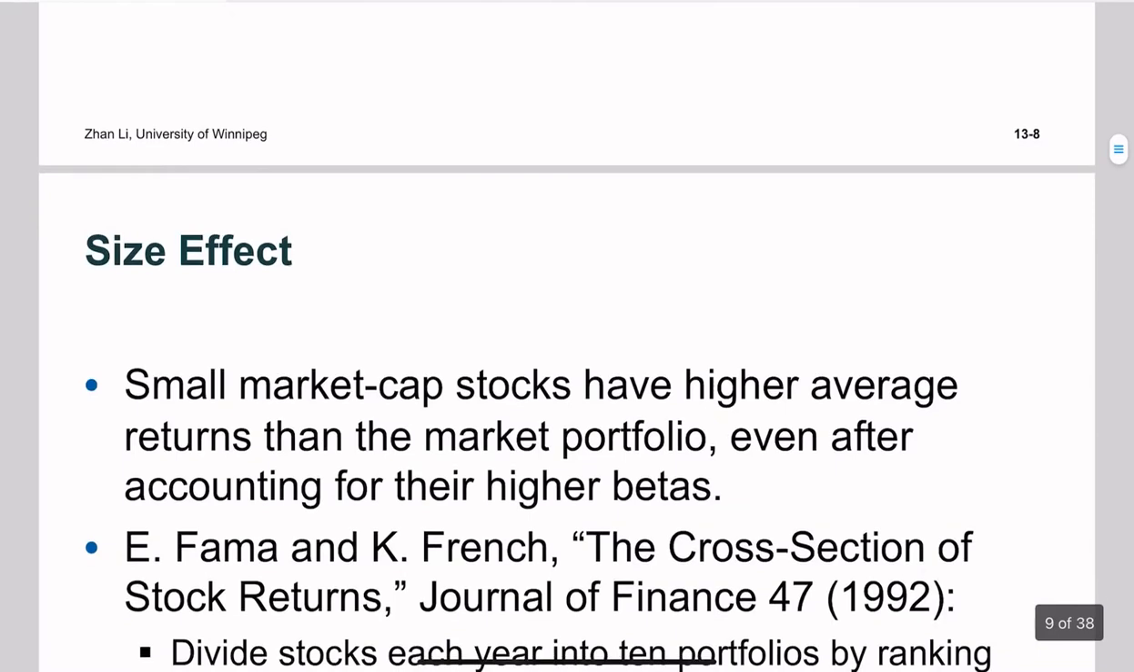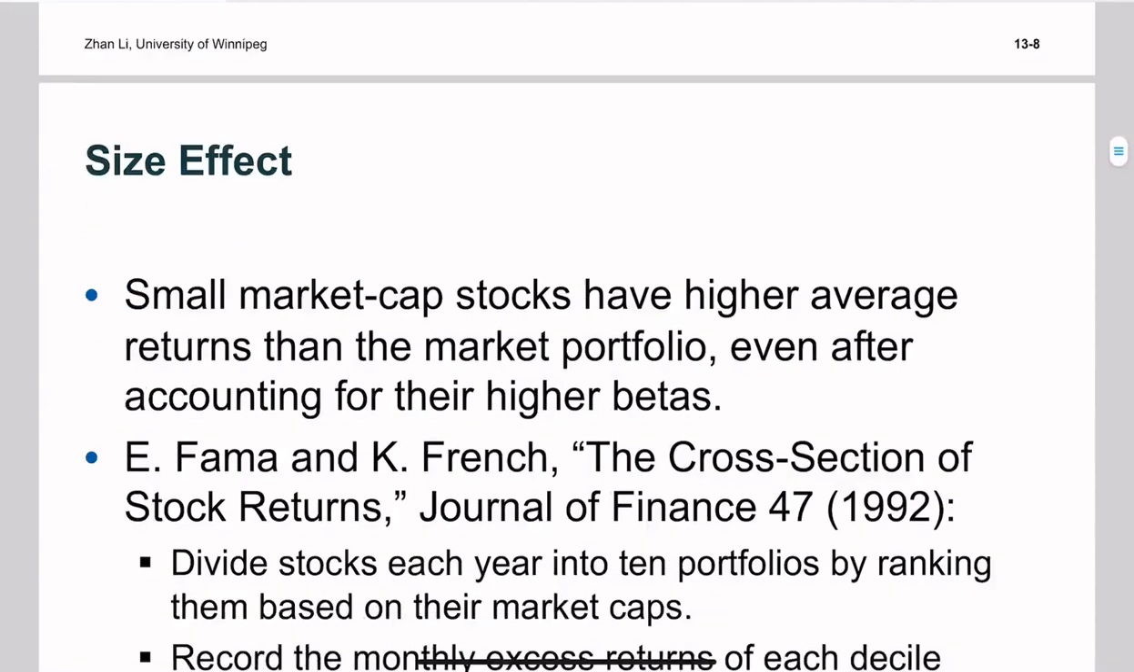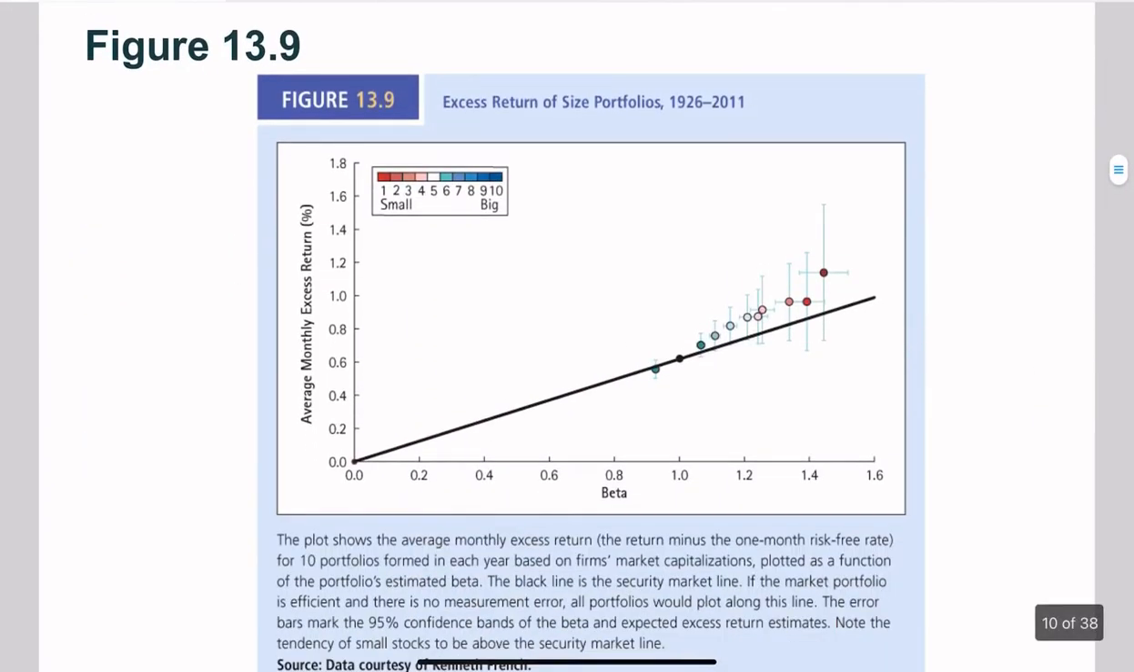What we have found is if you rank stocks from large to small, then you can find out small stocks have positive alphas and they generally have higher alphas compared with large firms. So this violates CAPM because according to CAPM, every stock and every portfolio should stay on this security market line. If a stock or a portfolio stays on the security market line, then there should not be any alphas.